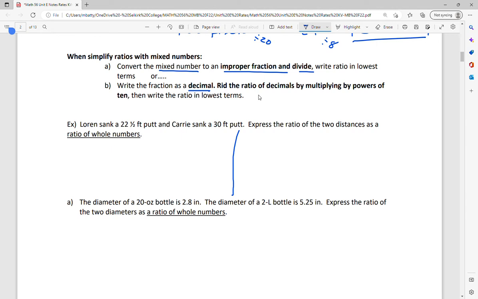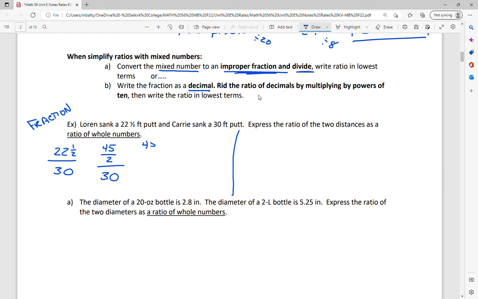So we've got Lauren and Carrie, right? And we want to write the ratio of the two distances that they putt their golf ball as a whole number ratio. So we'd have 22 and a half to 30. This is going to be the fraction way. So I would write this as an improper fraction. So it'd be 22 times 2 is 44 plus 1, so 45 over 2. And that's all divided by 30.